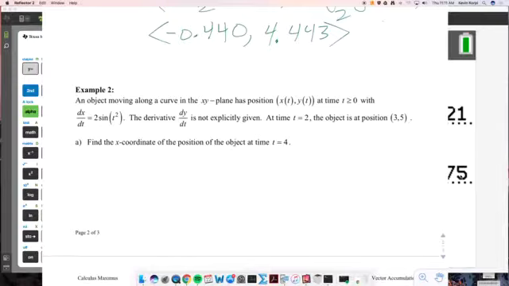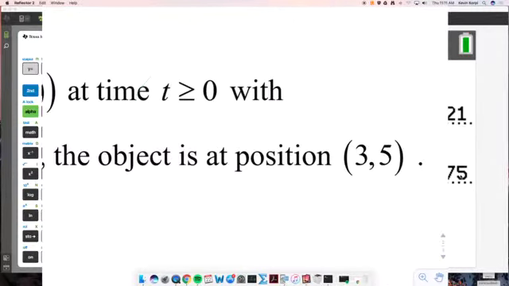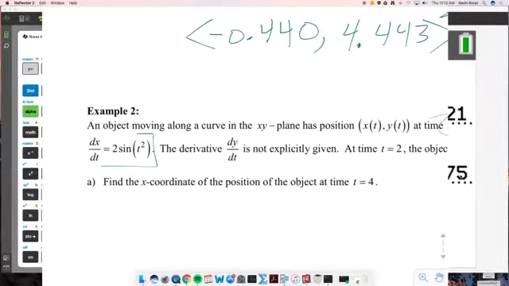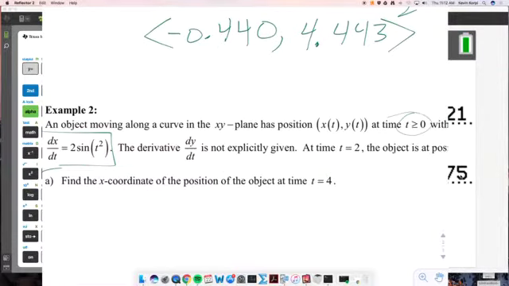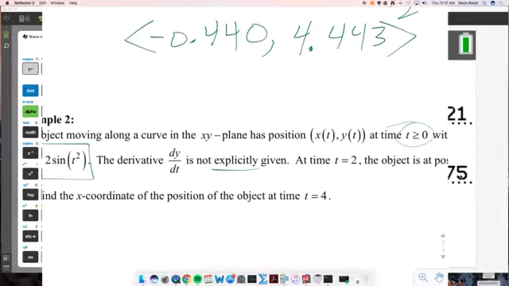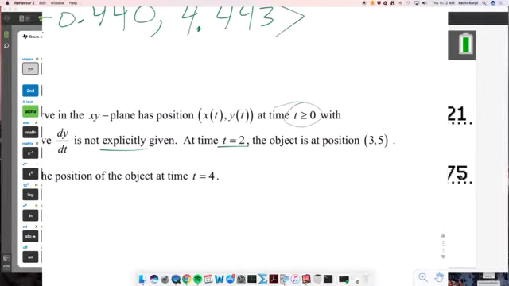Okay. An object moves along a curve in the xy plane. It has positions, blah, blah, blah, t is greater than or equal to 0. That's good to know. And once again, we're given dx dt, which is the horizontal velocity. But then, where's dy dt? It actually says the derivative dy dt is not explicitly given. Like, here's your dy dt. Is that what it means? Explicitly given? No, it just means it's not stated. It's not there.